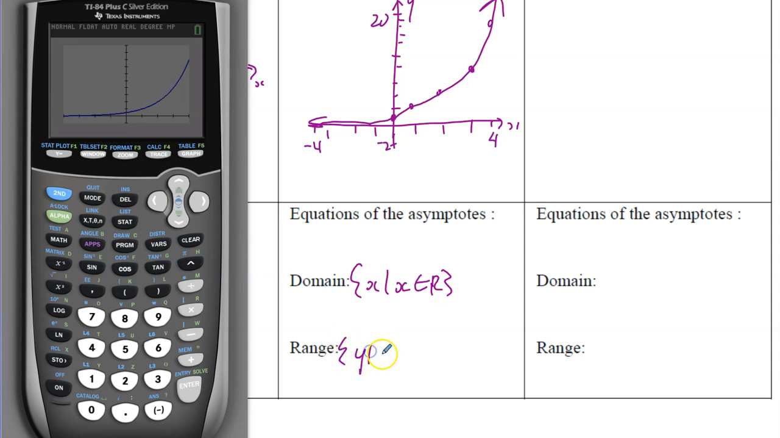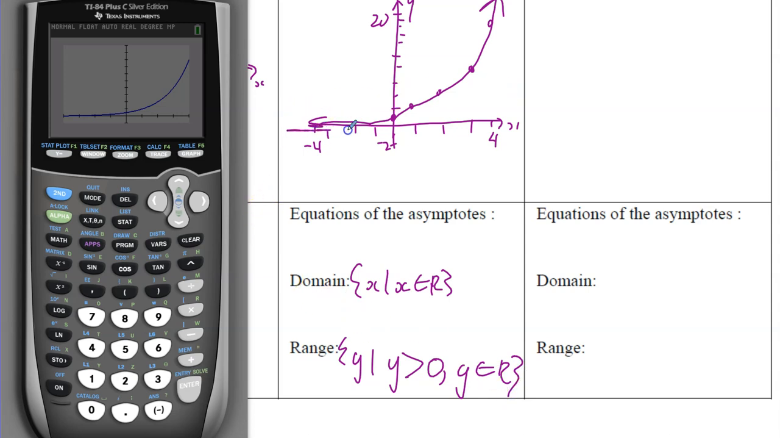Range. When you do 2 to the power of something, it has to be greater than 0. So it's a set of all y such that y. We can't get a 0. We can just get as close as we want. Y is greater than 0, and y is an element of the reals.